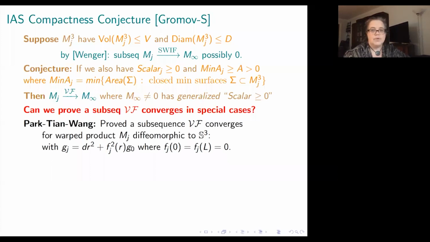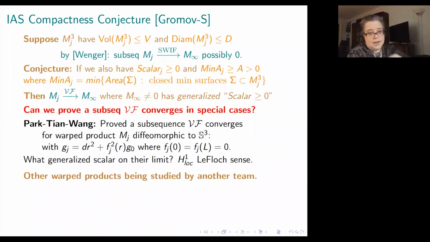So this is a very simple case where you just have a single warping function, f_j squared, and g_0 is a metric tensor on a standard sphere with two closing on either end. And they get generalized scalar curvature in the limit space in the sense of H^1_loc bounds on the limit f_infinity. This kind of warped product can have one well, two wells, or no well, but it can't have increasingly many wells with this condition, but they are able to handle both kinds of wells.